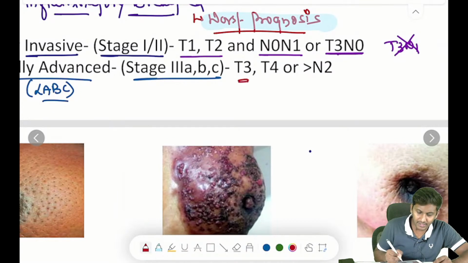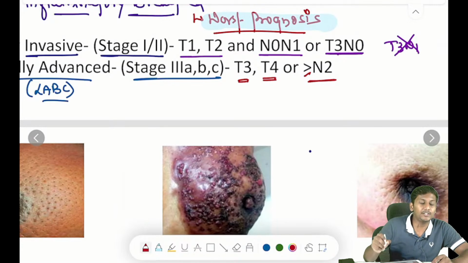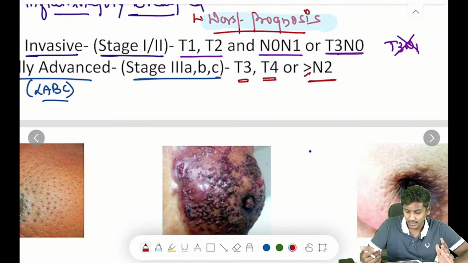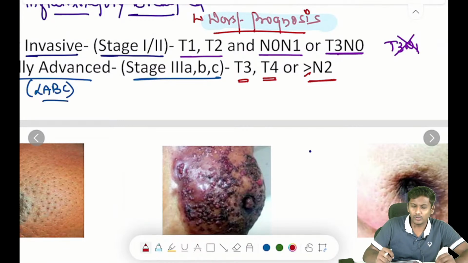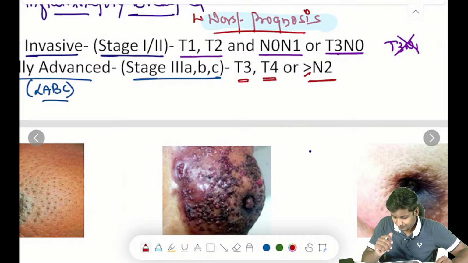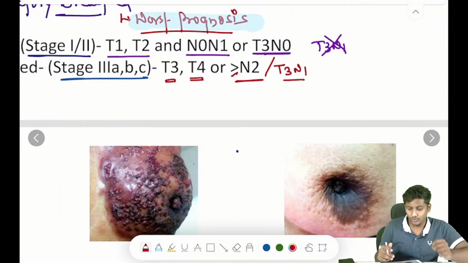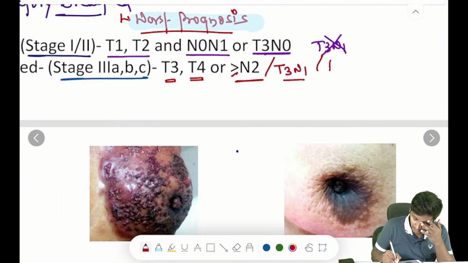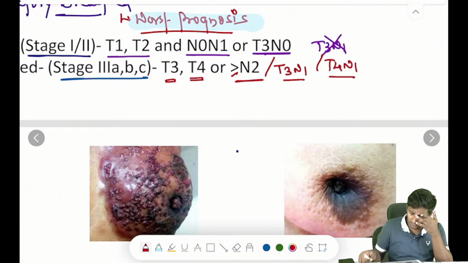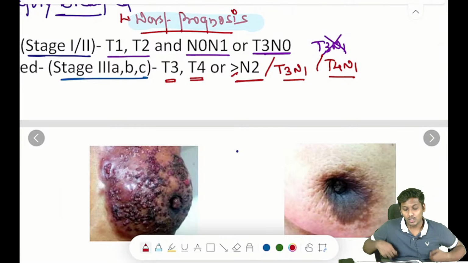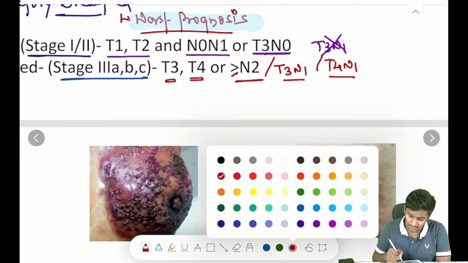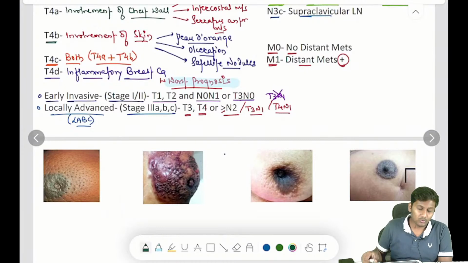Here it is either stage T3 or stage T4 with N2 or more. If the staging is N2 or more, then that will be considered as locally advanced breast cancer, that is stage 3A, 3B or 3C. Or we can even have T3N1. No issues with this, anybody? That has to be remembered. T3N1, T4N1: N1 in T3 or T4 is a rare finding though, but it can happen at times. So that will be considered definitely in locally advanced breast cancer.